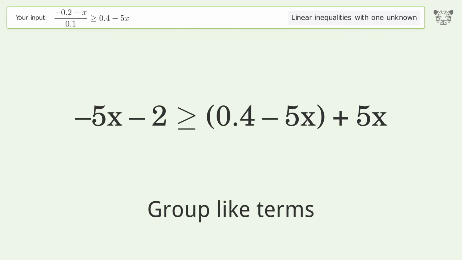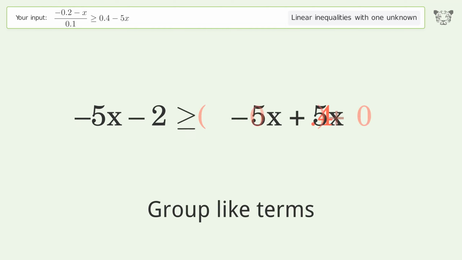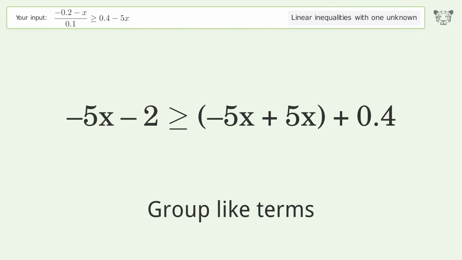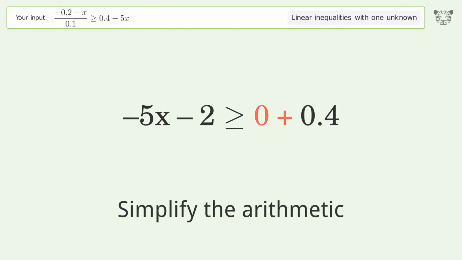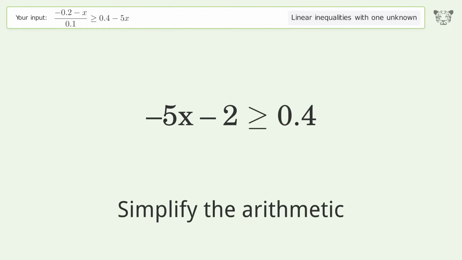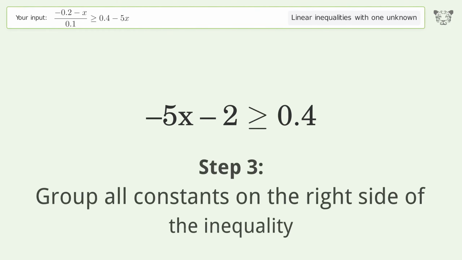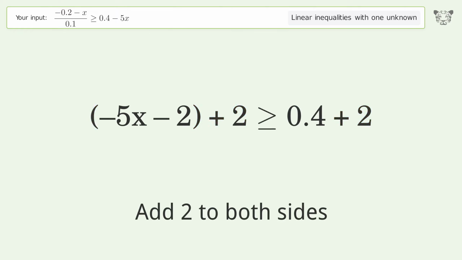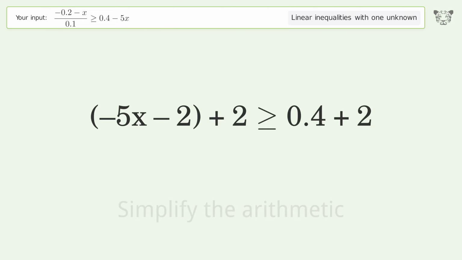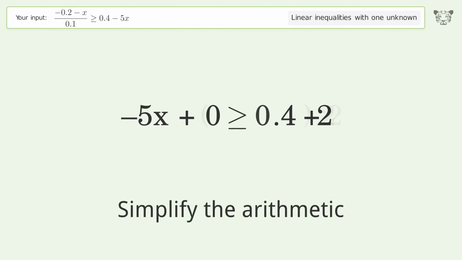Group like terms. Simplify the arithmetic. Group all constants on the right side of the inequality. Add 2 to both sides. Simplify the arithmetic.